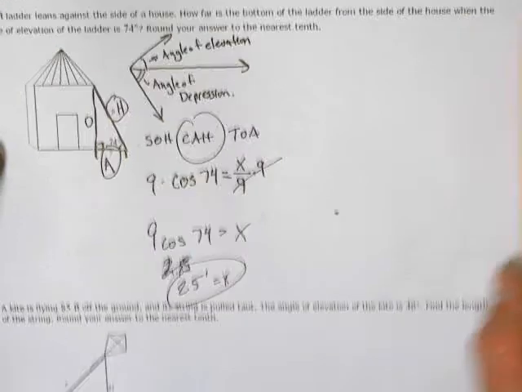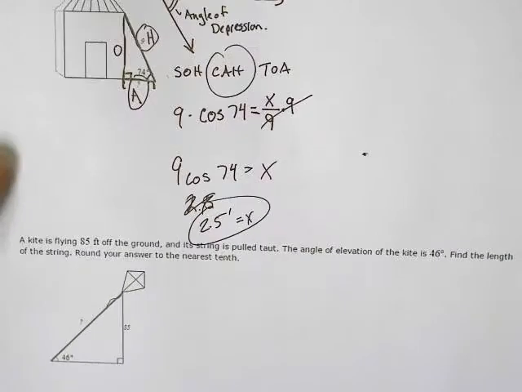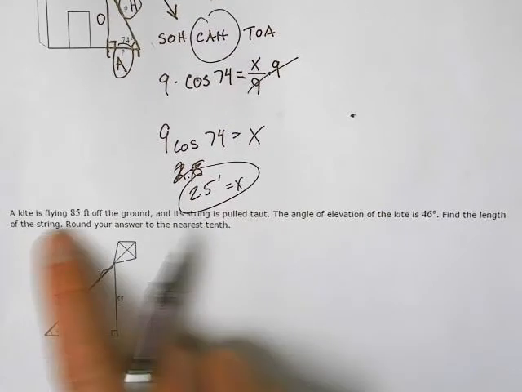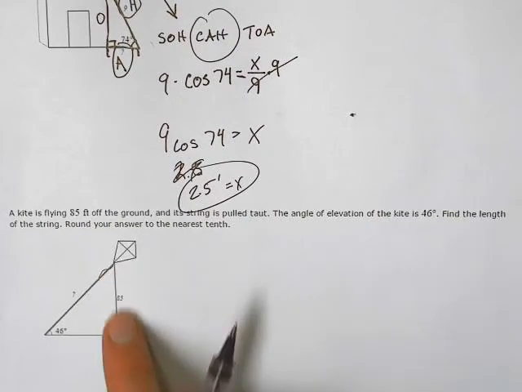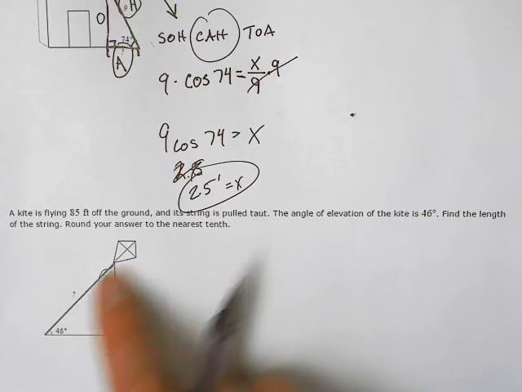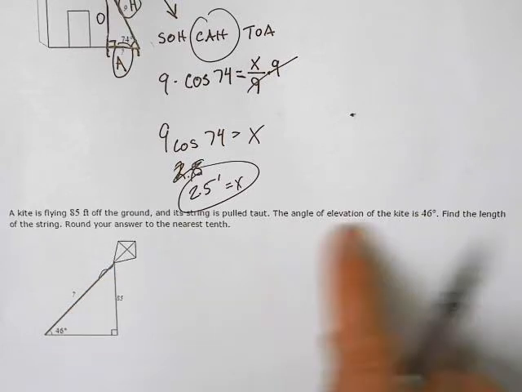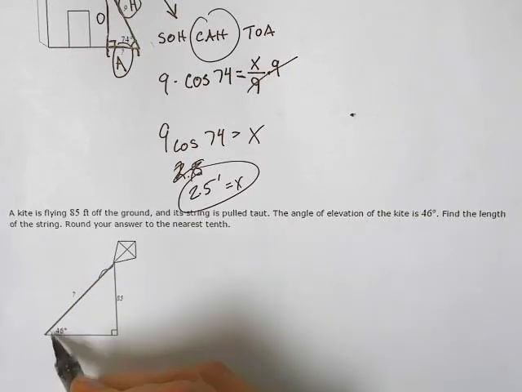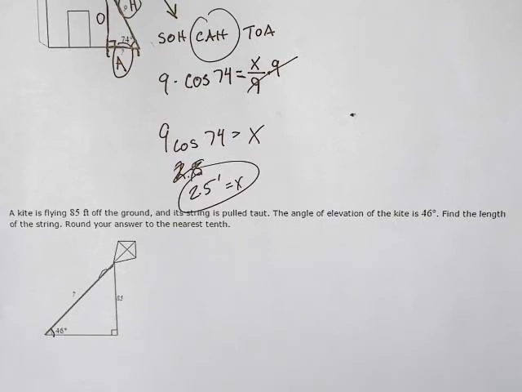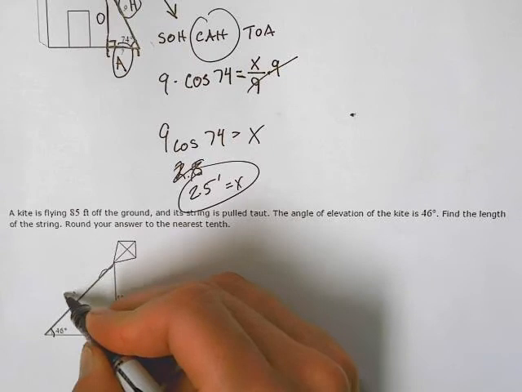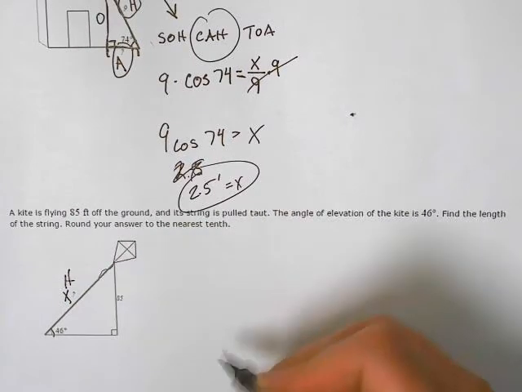Let's look at one more, only because the way you solve this one's a little bit more exciting. You have a kite flying 85 feet off the ground, and the string is pulled taut. This is the string. It says the angle of elevation is 46, and they do you a nice little picture here. Find the length of the string and round to the nearest tenth. So we have to find the length of the string. That's the hypotenuse, by the way.